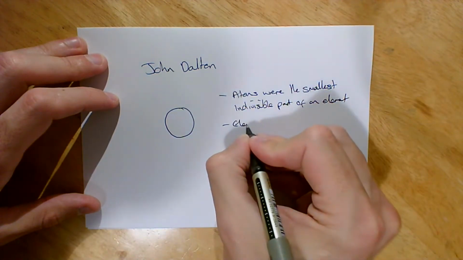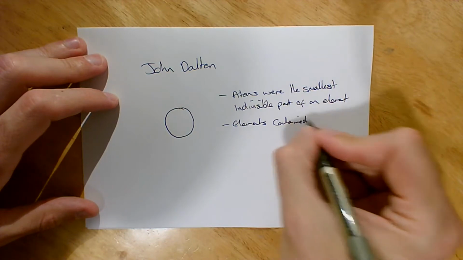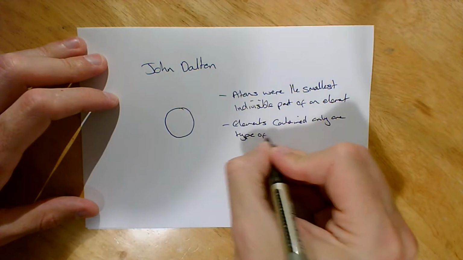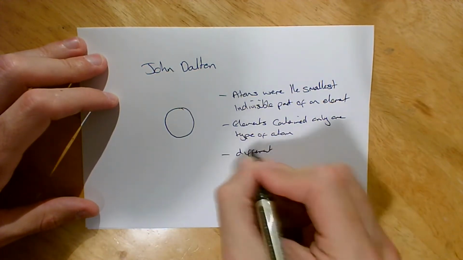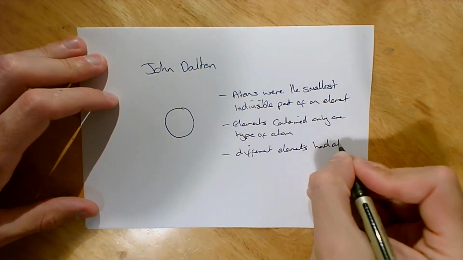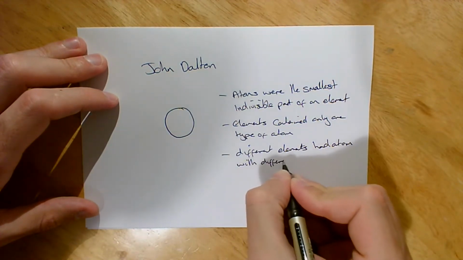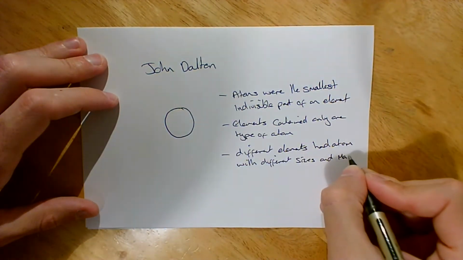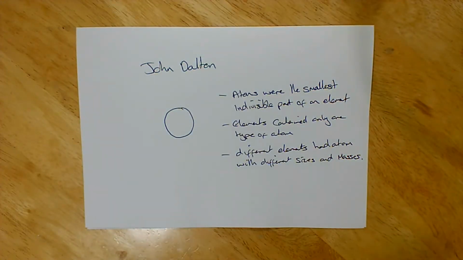The elements contained only one type of atom, and that different elements had atoms with different sizes and masses. Now, all three of those things are still true.